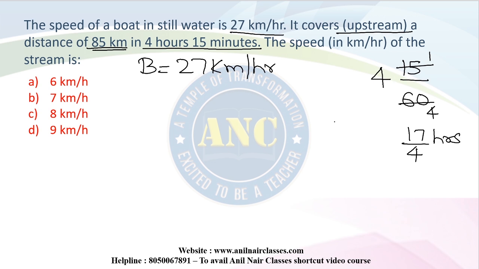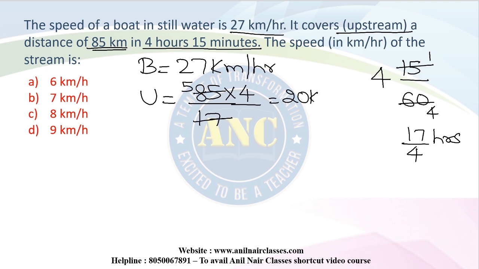I hope you are understanding. So upstream speed is distance, which is 85, divided by time, which is 17 divided by 4. That divided by 4 will come above. 17 into 5 into 4 is 20 kilometers per hour.